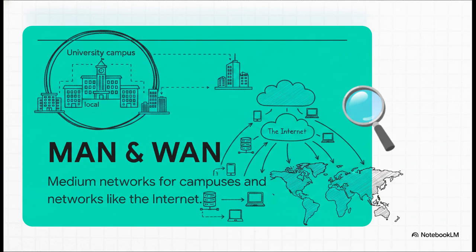Now, if we scale up from that single room, things get pretty wild. Take multiple local networks and link them across, say, a university campus or a massive corporate building, and you get a MAN, a metropolitan area network. But what about connecting whole cities, countries, or continents? For that, we use a WAN, a wide area network. The absolute best example of a WAN? The internet itself. It's the largest network in the world, basically connecting billions of those smaller local networks together into one massive global web. That means the personal computer sitting on your desk right now has the potential to talk to literally any other machine on Earth, as long as it has the right pathway.